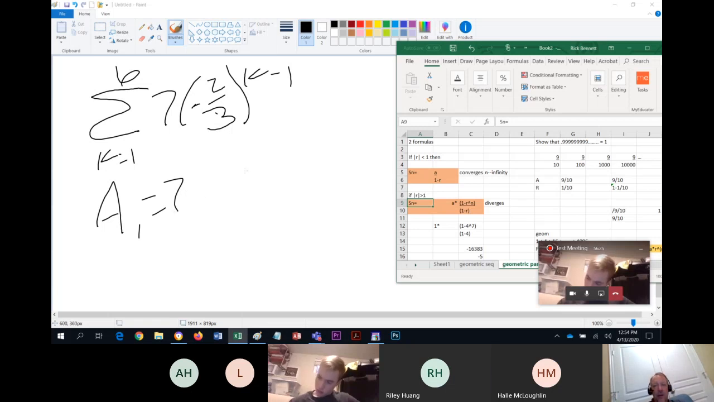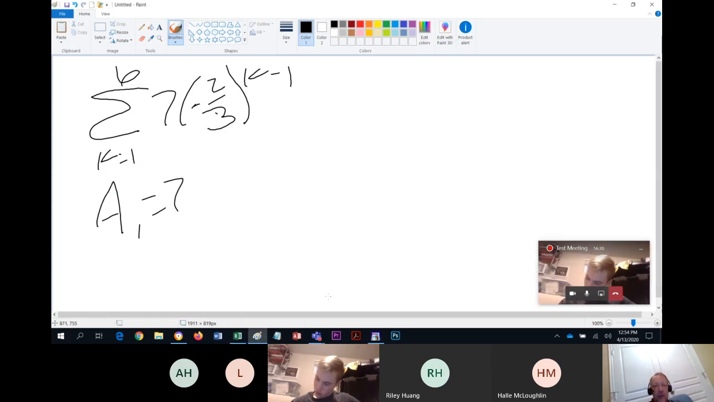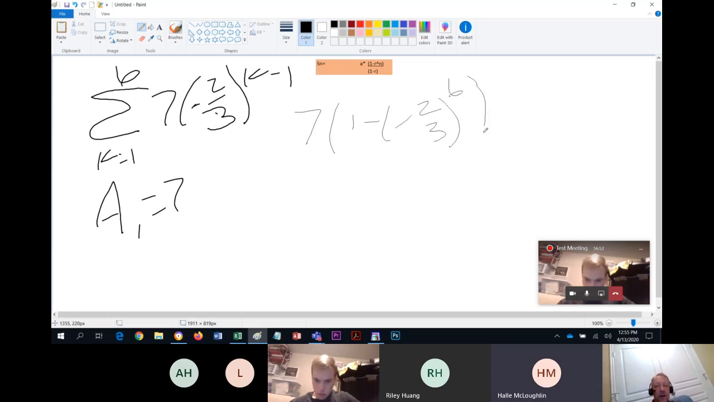And then we're going to do this for the first 6 terms. Here, I'm going to copy this formula so we can see it. Okay, so there's our formula here. And so we're going to get 7 times 1 minus, well, your ratio is going to be negative 2/3 to the 6th power, all over 1 minus negative 2/3. Okay, so that's going to be 1 plus 2/3, which is 5/3 in the denominator.